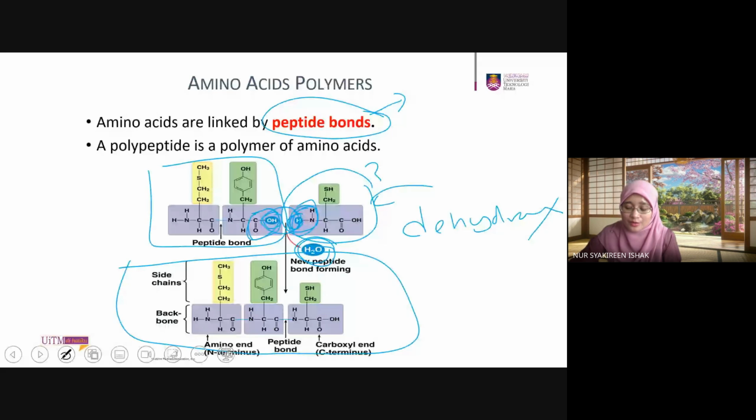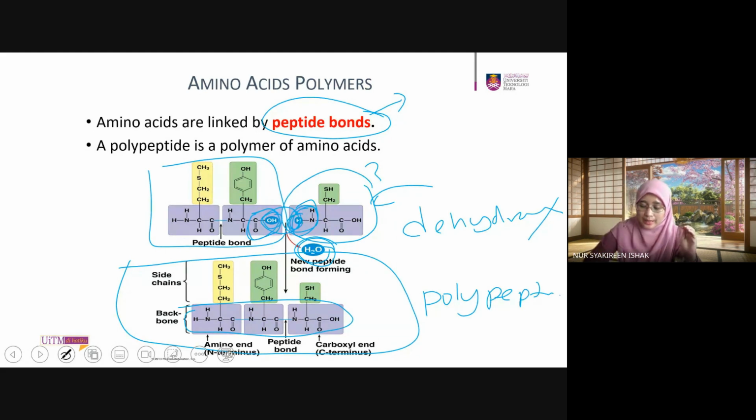For the structure of a polypeptide, the feature of a polypeptide molecule is that it has a backbone. The backbone is the repeating unit of these atoms. We have here nitrogen, carbon, carbon, nitrogen, carbon, carbon, nitrogen, carbon, carbon.